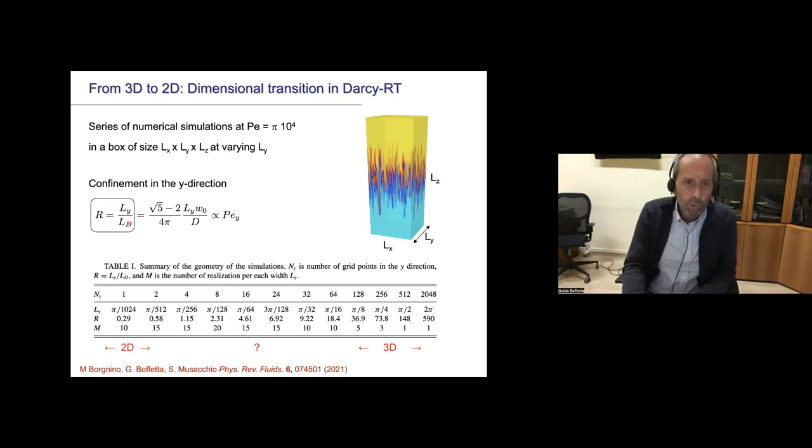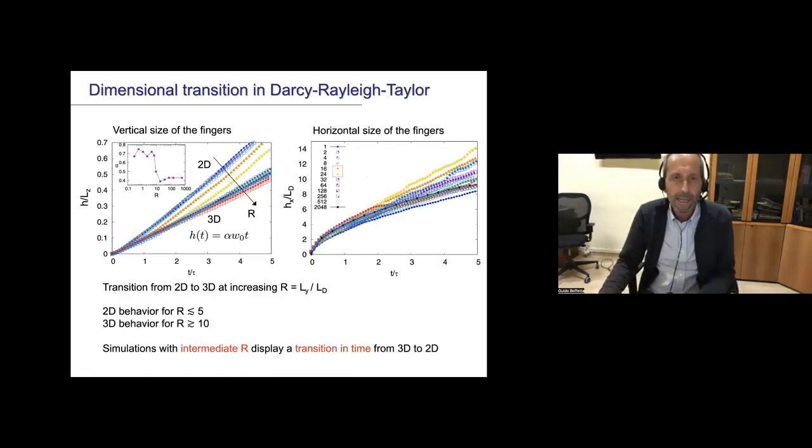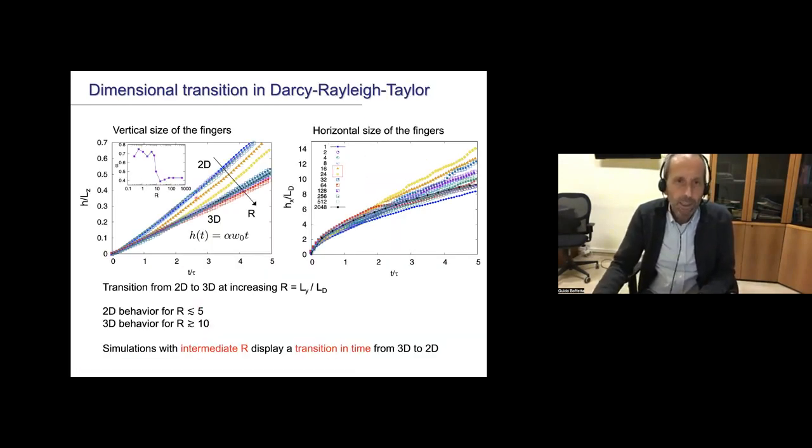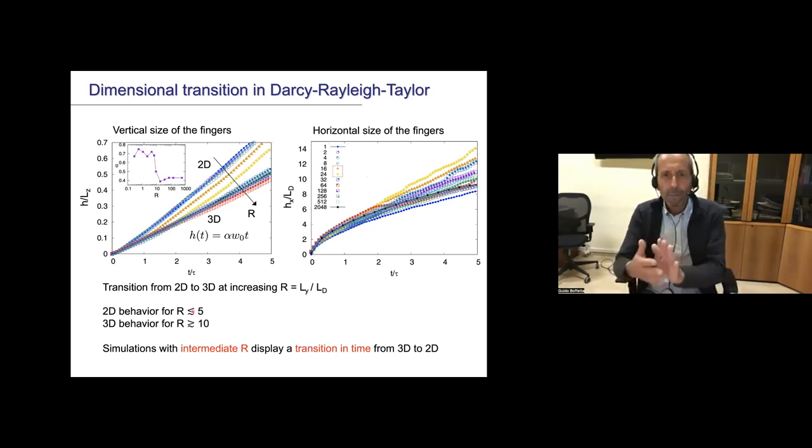Okay, so if we look, for example, at the first statistic, the growth of the mixing layer, we see that for small thickness, all the simulations in this region here collapse on the same line, which is the two-dimensional line, while almost all the simulations for large thickness collapse to another line, which is the three-dimensional line. And for intermediate thickness, we find something interesting: for example, this yellow simulation, which is for intermediate scale, starts following the three-dimensional line, but at a certain point we have a crossover with a different slope that follows the two-dimensional line. So it means that if the confinement is very small, we have a two-dimensional behavior. If it's very large, three-dimensional behavior. For intermediate confinement, we observe a transition in time from 3D to 2D.